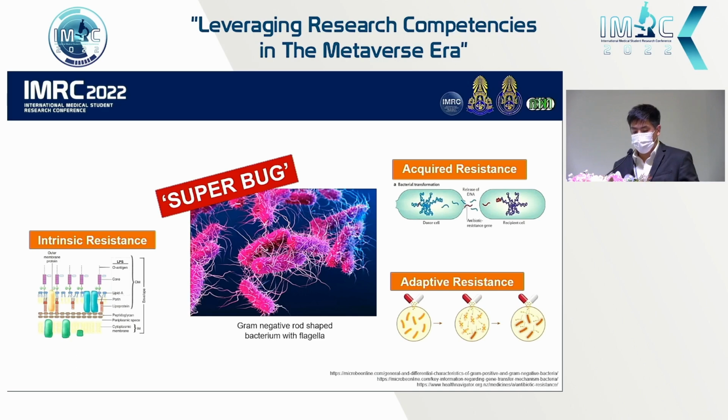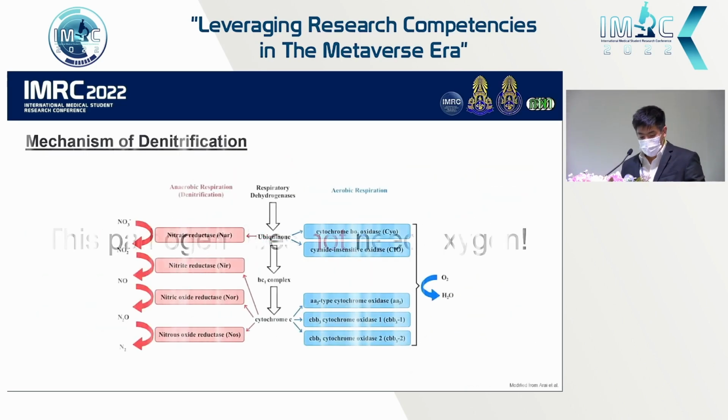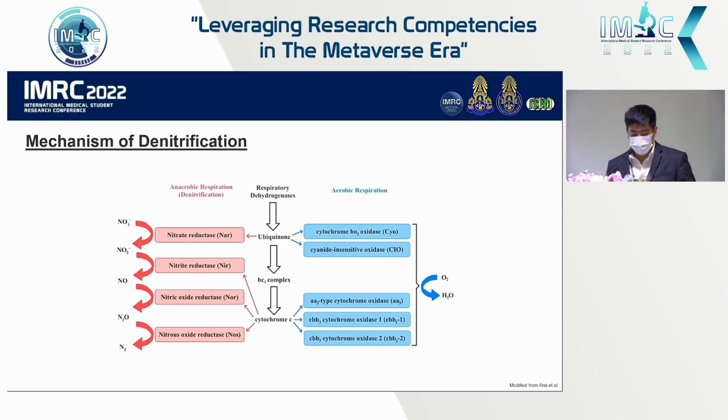It has several resistance abilities, including intrinsic resistance, acquired resistance, and adaptive resistance, which allow it to adapt to the antibiotics. To make everything worse, this pathogen does not need oxygen. So what's the mechanism behind it? Several years ago, through numerous researches, it was found that during the absence of oxygen, the best way for Pseudomonas aeruginosa to generate energy is through a process called denitrification. I'm not going to go into much detail about it. However, basically, Pseudomonas aeruginosa can use nitrogen instead of oxygen for respiration.